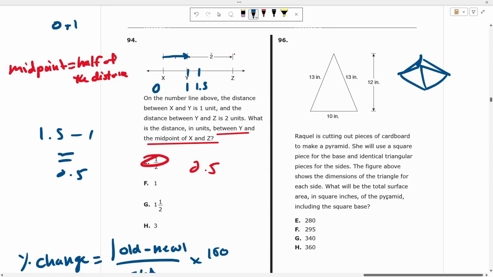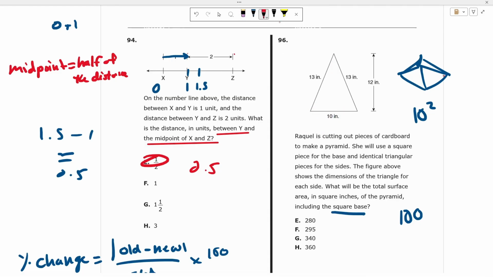So if I want to find the total surface area, that's equal to all of the areas on the surface. So including the base, right? They say including the square base. So this 10 is going to be a part of that square base, and we're going to draw up the pyramid from there. So the area of the square base is going to be 10 squared, or 100, okay? Now, what's the area of the sides, right?